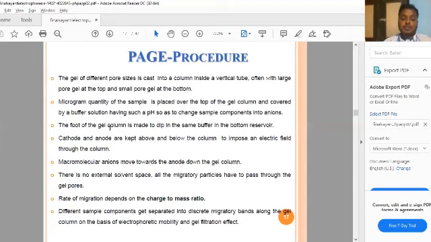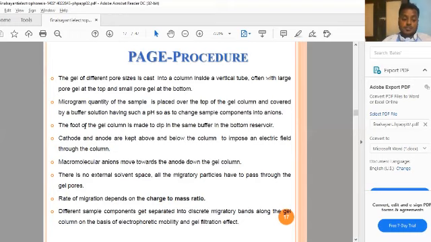sample is placed over the top of the gel column. Top of the gel column means the large pore size is where the sample is applied, and covered by the buffer solution having the pH to change the sample component into the anion charged particle, and the foot of the gel column is made to dip in the same buffer in the bottom reservoir. Cathode and anode are kept above and below the column to impose the electric field through the column. And the sixth step, the macromolecular anion moves towards the anode down the gel column.